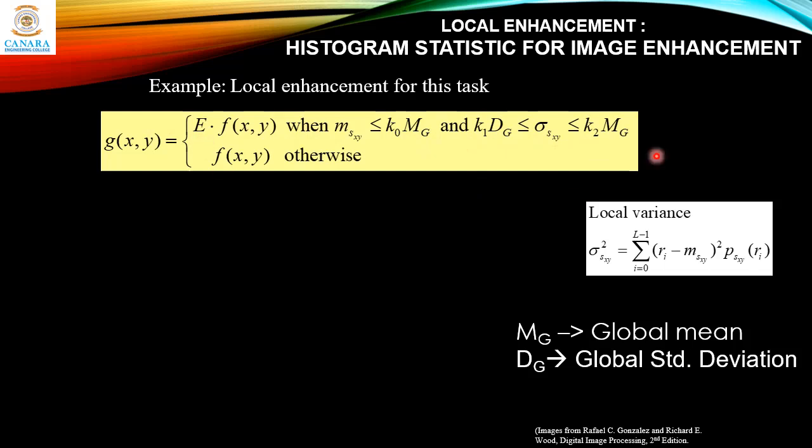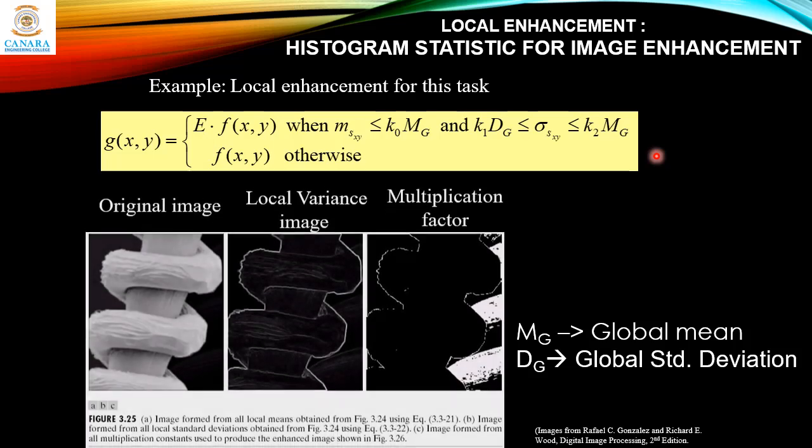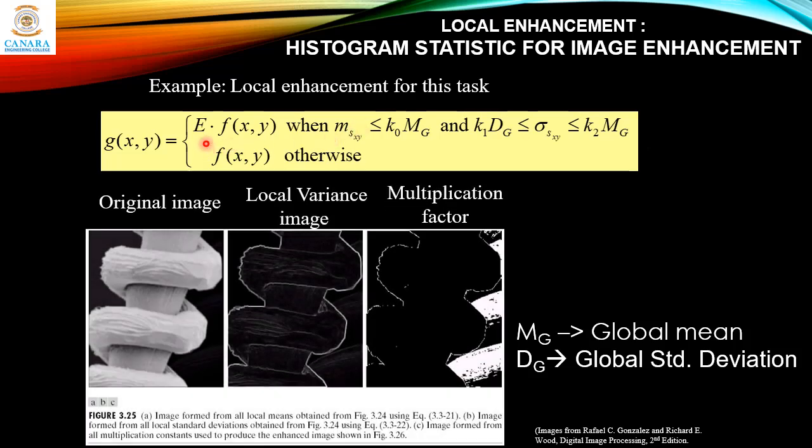So for this tungsten filament example, E is chosen as 4, K0 is chosen as 0.4, K2 is chosen as 0.4, and K1 is chosen as 0.02. So it's basically trial and error till we get a satisfactory result.